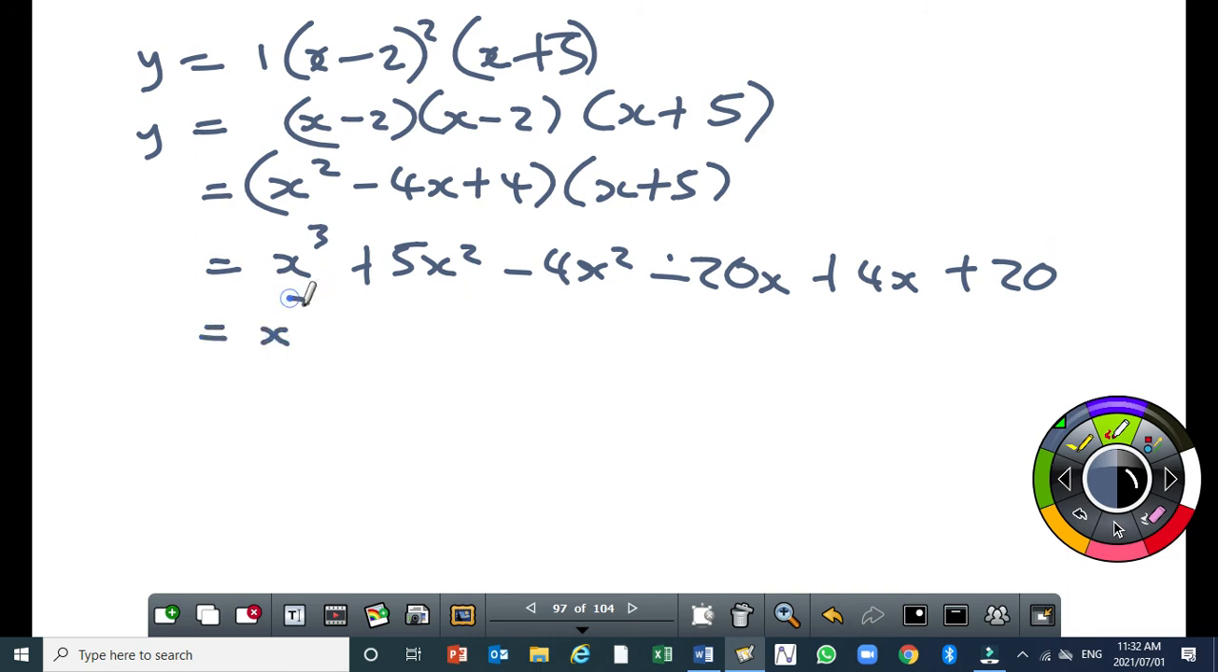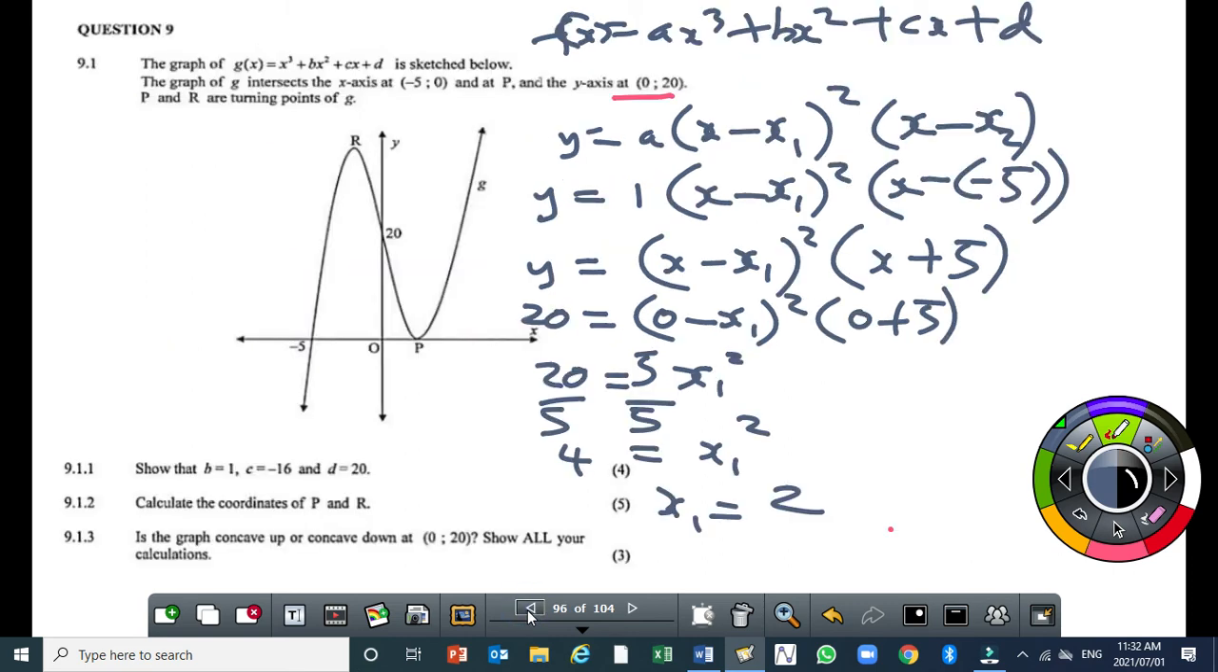So this will give me x cubed. The good thing is, the coefficient of x cubed here is a 1, like how it's supposed to be. Then if I simplify here, I'll get plus x squared. Do you agree with me there? Then minus 20x plus 4x, that will be minus 16x plus 20. So I'll have that. Now check this out. The y-intercept here, the 20 there, is the value of d. So that d must also appear in your equation, and the coefficient of x cubed is a 1, which must also appear.